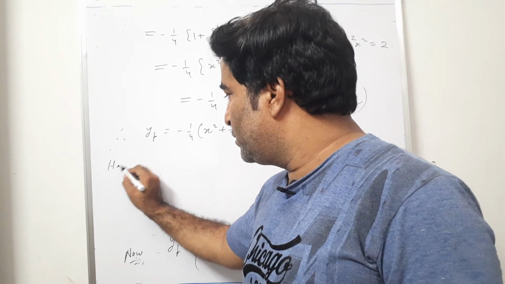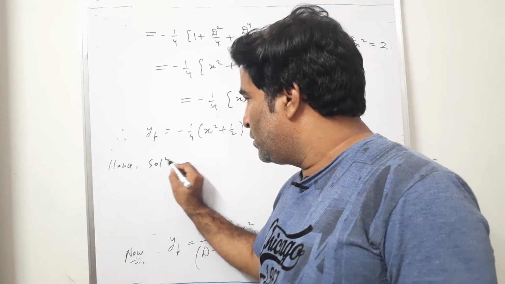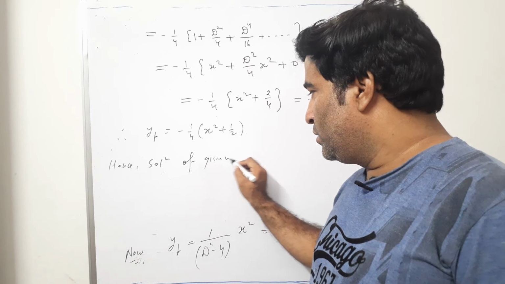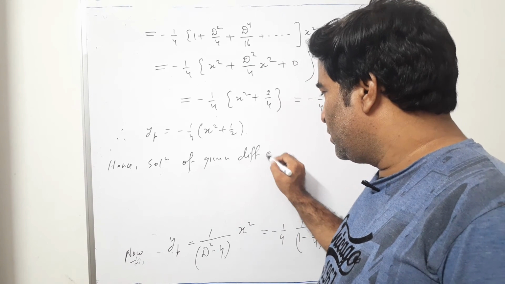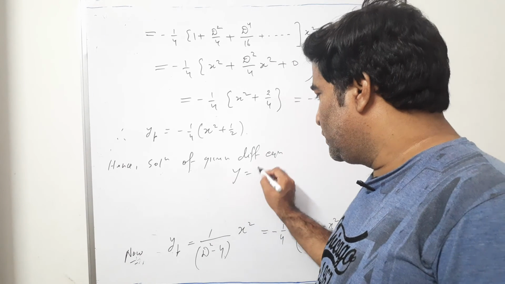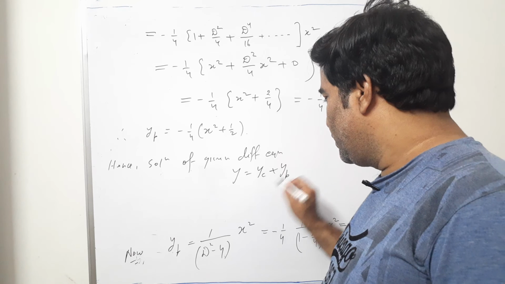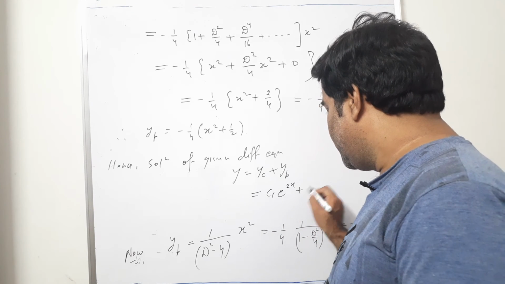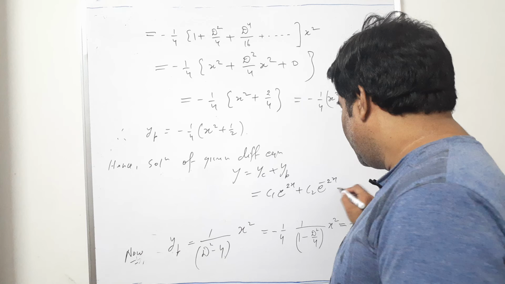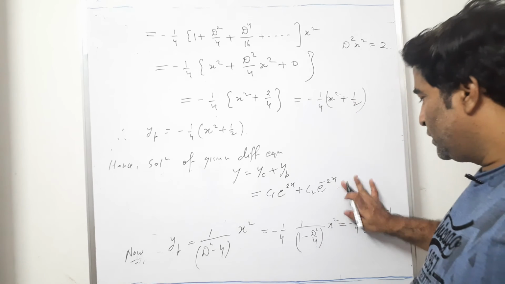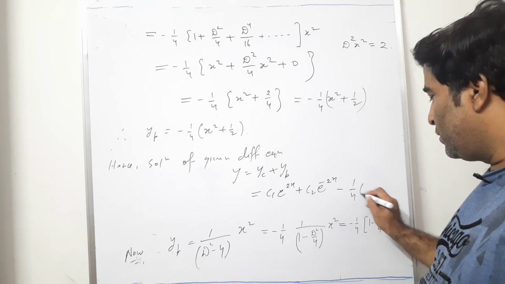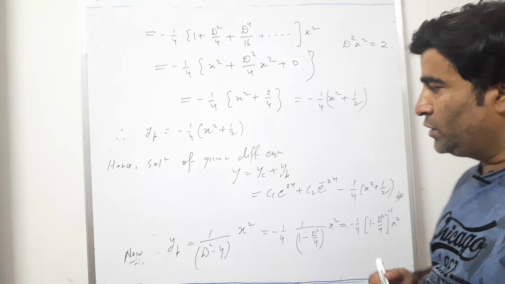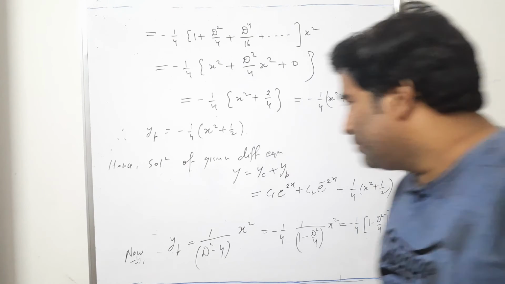Hence, the solution of the given differential equation is y = yc + yp, where yc is c1 e^(2x) + c2 e^(−2x), and yp is −1/4 x² − 1/2. This is the complete solution. Next question.